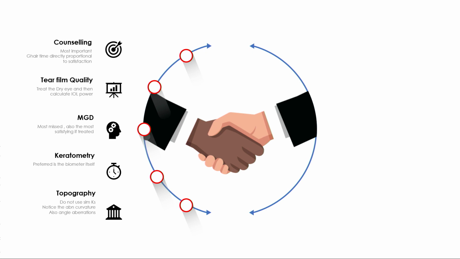Coming to the topography, is it good? Answer is no. Do not use the SIMK values, particularly from a Pentacam, to calculate the IOL power. So what is this good for? We will show it later. It is to show the generalized structure of the cornea, to look at, if you don't have any other equipment, angle alpha and angle kappa, and also to look at the higher order aberration, just to give a hint, and maybe confirm the cylindrical axis. This is what this Pentacam or other topographers are used for.